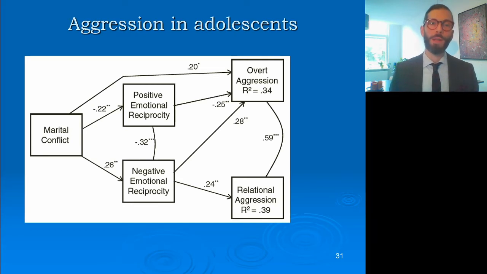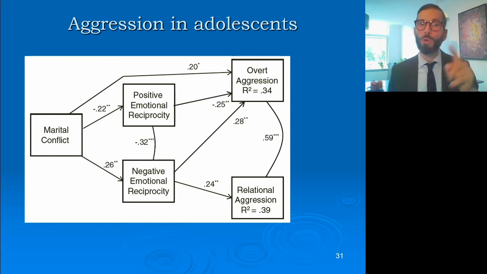Note something interesting. The authors have omitted the direct effect from marital conflict to relational aggression, and they've also omitted the direct effect from positive emotional reciprocity to relational aggression. They probably removed these paths from the model because they were non-significant, which reminds us of the Baron and Kenny steps.